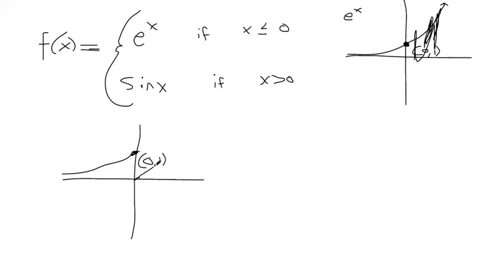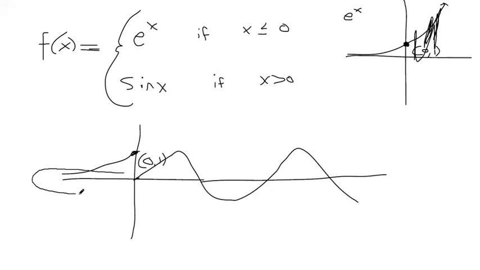Then it's going to start doing that wave function, and I only draw it on this side and not this side because this is where x is less than 0. The sine of x graph is only supposed to happen when x is greater than 0. So there's a really ugly sketch of what it should be. Open circle there. But that's it.